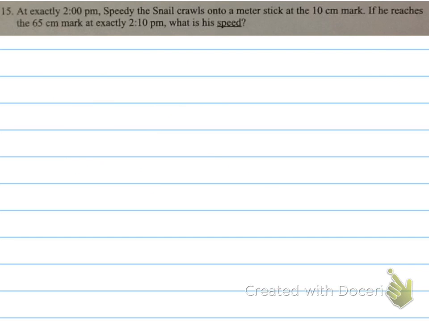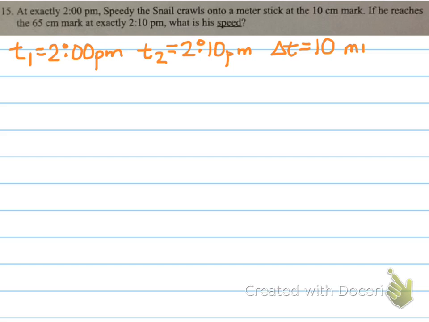15. At exactly 2 o'clock p.m., Speedy the snail crawls onto a meter stick at the 10 centimeter mark. If he reaches the 65 centimeter mark at exactly 2:10 p.m., what is his speed? Okay, so again, the information they gave us is our first time is 2 o'clock p.m. Our second time is 2:10 p.m. So our change in time is 10 minutes. Correct? Everybody comfortable with that? 2:10 minus 2 o'clock.